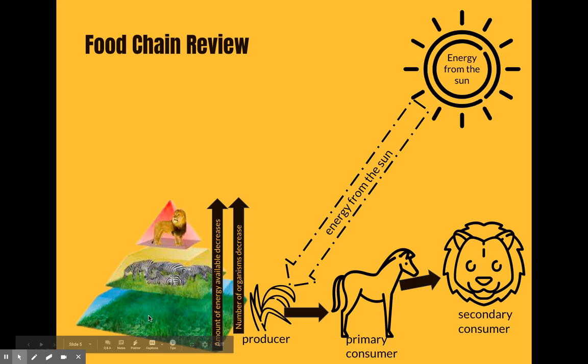So, as your energy available decreases, the number of organisms in the food chain also decreases, because there has to be enough zebras to feed this lion. There has to be enough grass to feed these zebras. If there's too many zebras, then all the grass gets eaten, and there's an imbalance in the food chain.